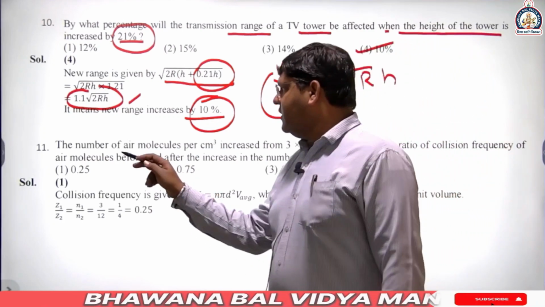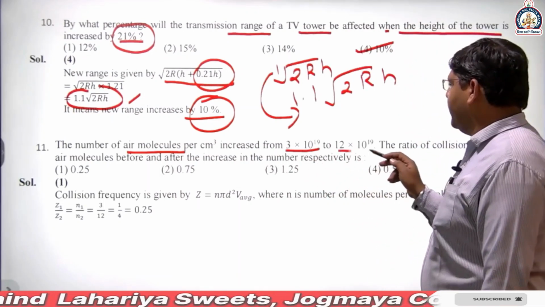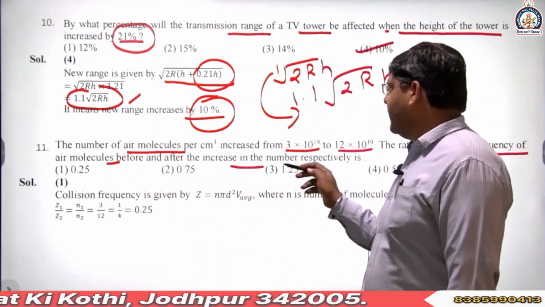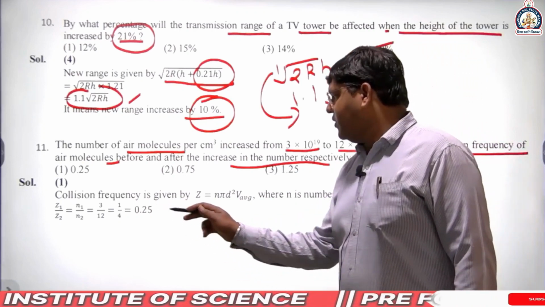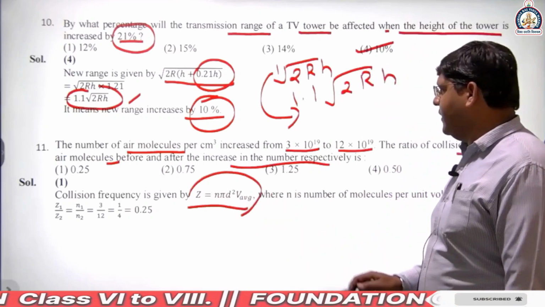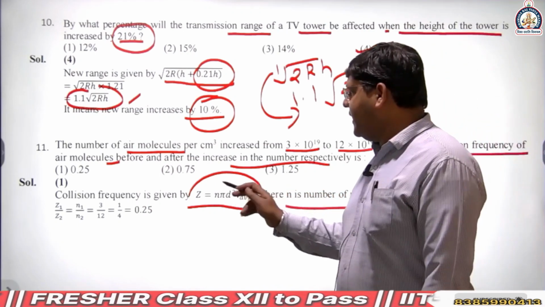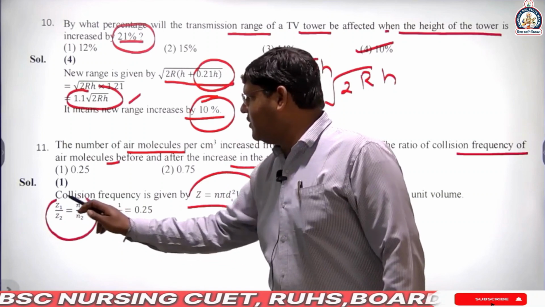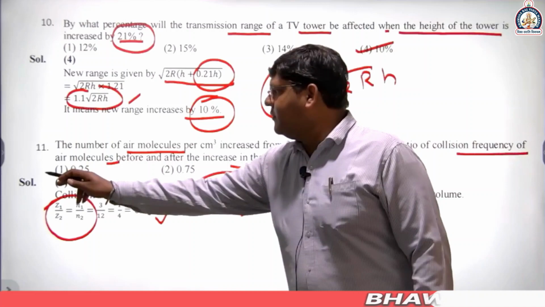Next question. The number of air molecules per centimeter cube increased from 3 into 10 to the power 19 to 12 into 10 to the power 19. We need the ratio of collision frequency of air molecules before and after. We have to calculate the value of collision frequency. The relation for collision frequency is Z is equal to N pi d square v average. N is the number of molecules per unit volume. Now we can see Z and N are directly proportional. So we can write Z1 upon Z2 is equal to N1 upon N2. When solving, we get 0.25. That is our required option number first.